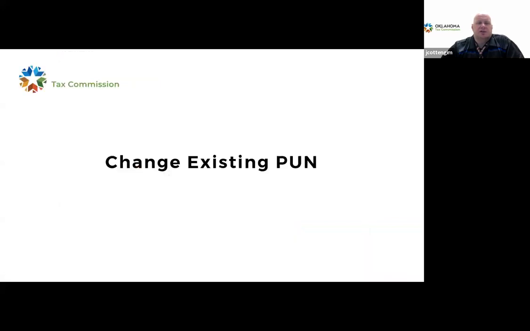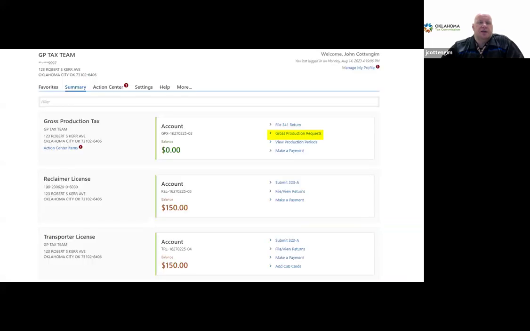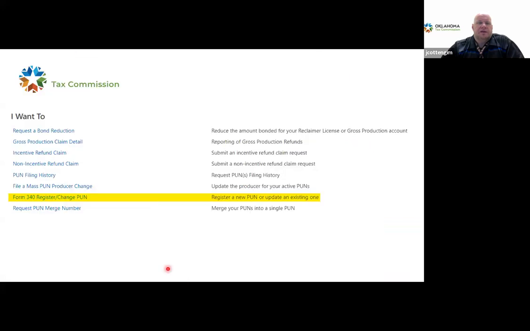So let's say we registered that PUN and we realized we made a mistake. We need to change it. So let's change an existing PUN. To do so, we'll go to gross production request. Again, we're going to select that form 340, register and change PUN. For those of you that have been around, that replaced the form 320A and 320C in the past.